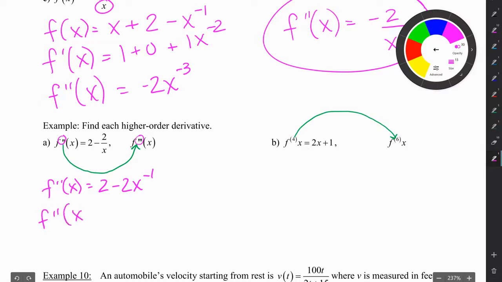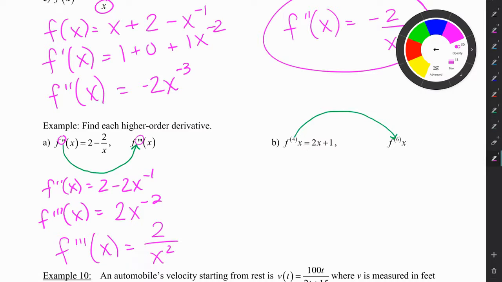Now, the derivative of 2, oops, my third derivative, 3 little hash marks. The derivative of 2 is 0. Bring down the negative 1, so negative 2 times negative 1 is a positive 2. x, negative 1 minus 1 is negative 2. So this would be f triple prime of x equals 2 over x squared.